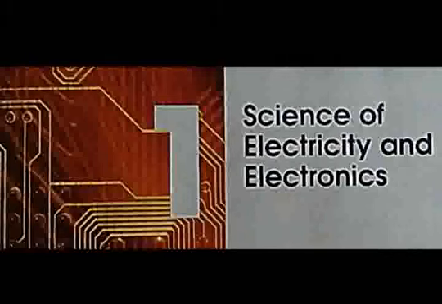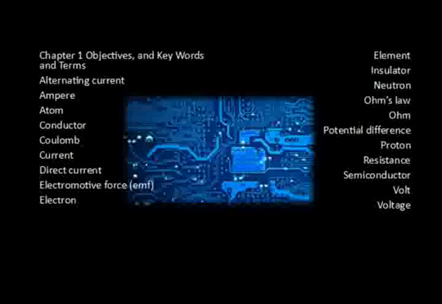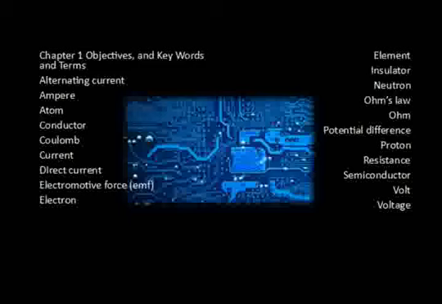Keywords and terms in this chapter. The following words and terms will become important pieces of your electricity and electronics vocabulary, so look for them as you listen to this chapter. Alternating current, ampere, atom, conductor, coulomb, current, direct current, electromotive force or EMF, electron, element, insulator, neutron, Ohm's law, ohm, potential difference, proton, resistance, semiconductor, volt, and voltage.